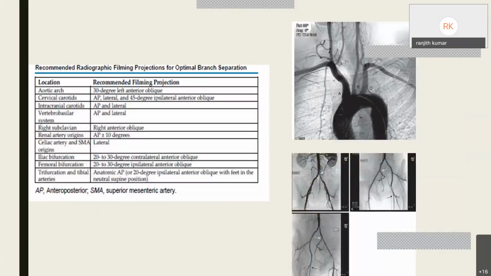So there are recommendations for optimal branch separation. For the aortic arch, it's about 30-degree LAO, for the iliacs, it is contralateral 30-degree LAO, and for the femoral bifurcation, 20-degree ipsilateral anterior oblique.